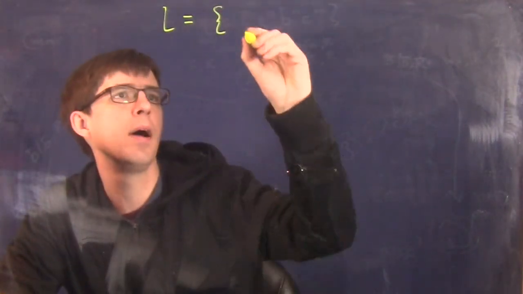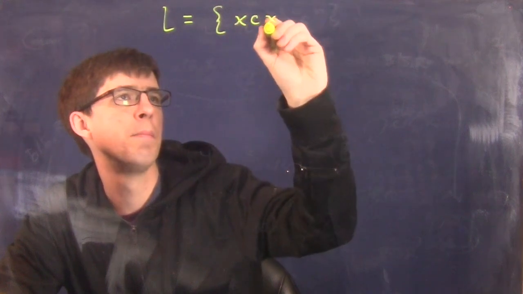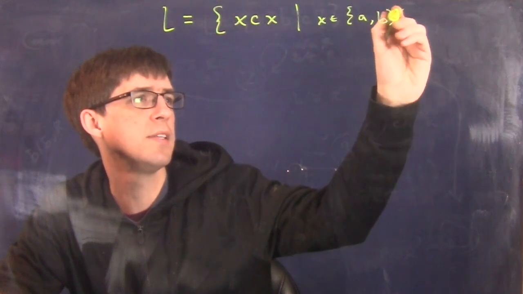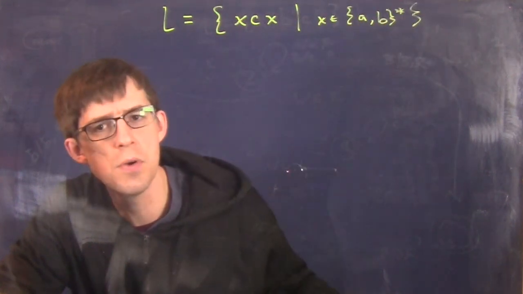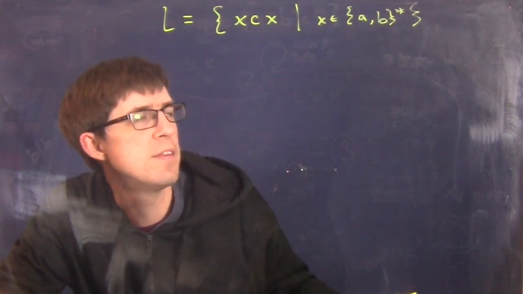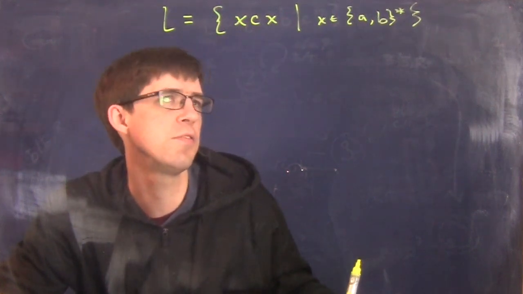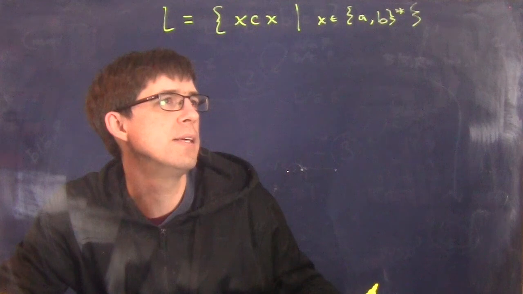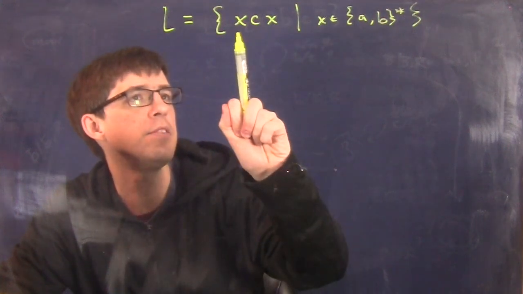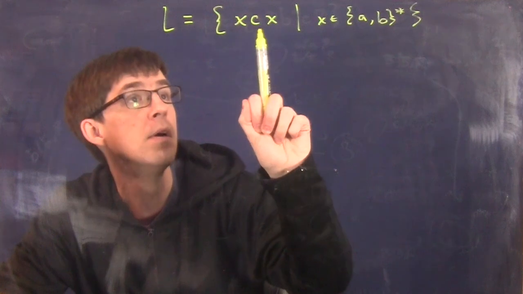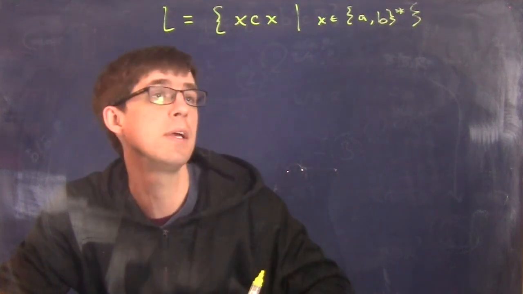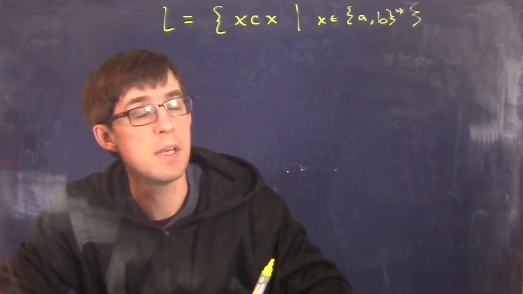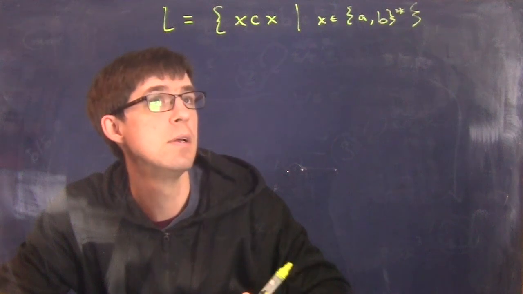All right, next example, I would like this language. This is also an example of a non-context-free language, although this is actually not easy to show using pumping parse trees that it's not context-free, but it turns out it is not context-free. X C X, where X is in {A, B}star. So this means any string followed by the letter C, followed by that same original string again, all right? This is not a context-free language, but it is a language that you can do on a Turing machine.